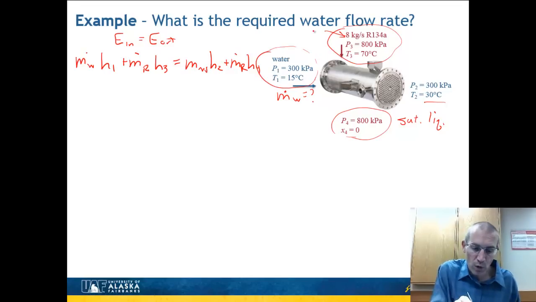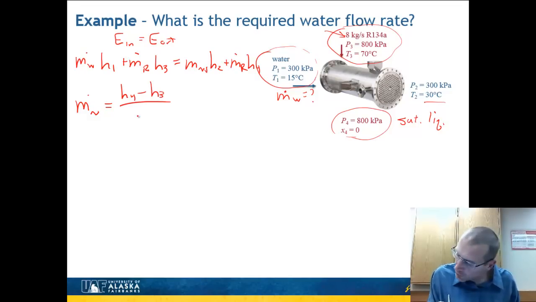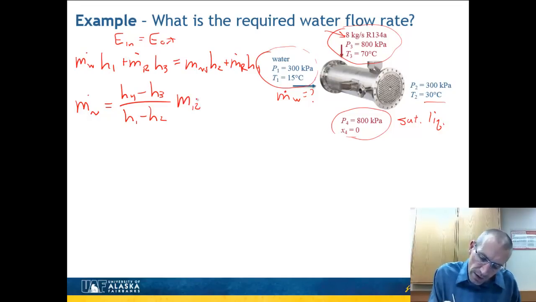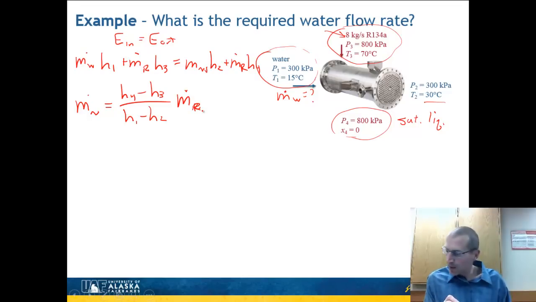I'm trying to find the required water flow rate, so I'm trying to find M sub W. So I'm going to rearrange this equation, and M sub W is equal to H4 minus H3 over H1 minus H2, and all of that times the mass flow rate of refrigerant, M sub R, it's an R there. Okay, so let's look at this a little bit more.